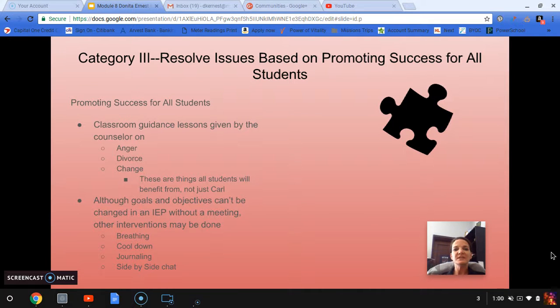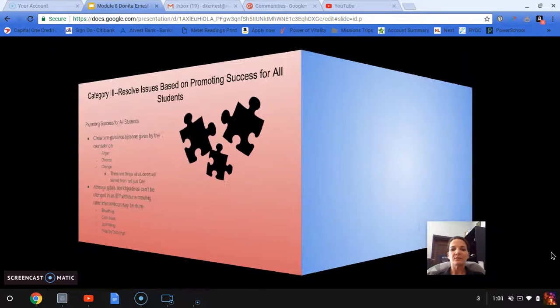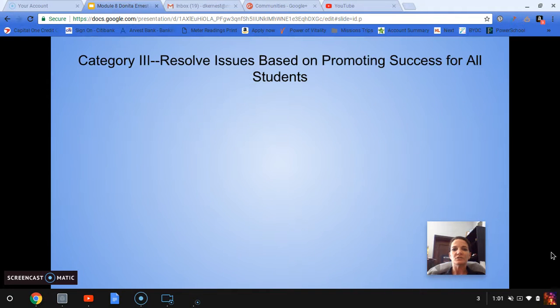Category 3, promoting success for all students. Right now we're looking at Carl, but any of this information can be done and used for all students. So classroom guidance lessons given by the counselor on anger, divorce, change. These are for everyone, not just for Carl. Lots of students go through these things. And although the goals and objectives can't be changed in an IEP without a meeting, other interventions can be done. We can teach breathing. We can provide areas for cool down. We can teach children to journal and do a side-by-side chat with them to help them regulate their emotions.